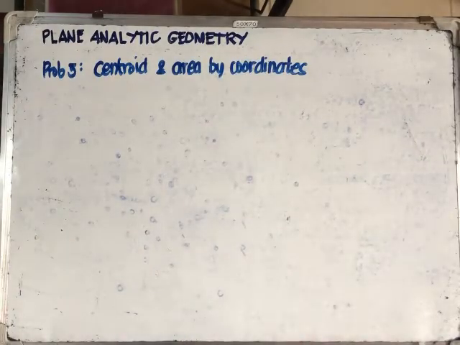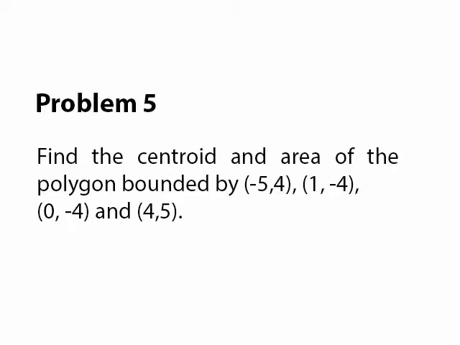Alright. So basically, kung plane geometry kasi yung pinag-uusapan natin, we get the area of our figures using the sides and the angles. But for analytic geometry, we will be using coordinates to do that one. So, problem 5 asks us to find the centroid and the area of the polygon bounded by these points.